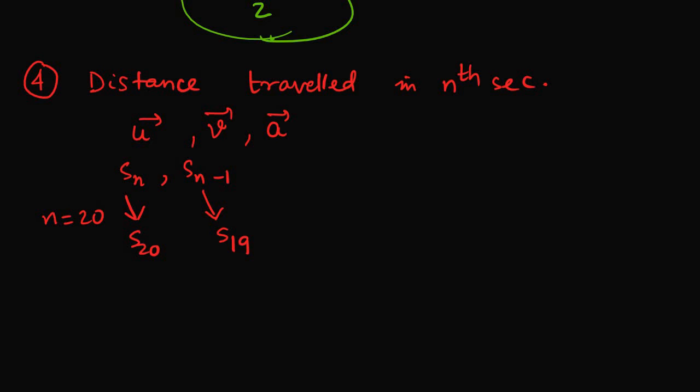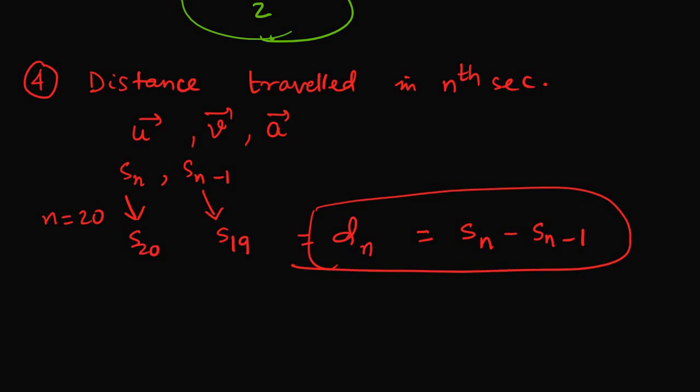Now you can see what I'm talking about. I'm talking about the exact moment when the displacement happened, the acceleration happened, the instant thing. It can be anything. Basically this is the distance traveled in that particular 1 second, dn. So dn equals Sn minus Sn minus 1. This is the formula you should be worried about. When n is given, you can put it in the formula and find out the distance.